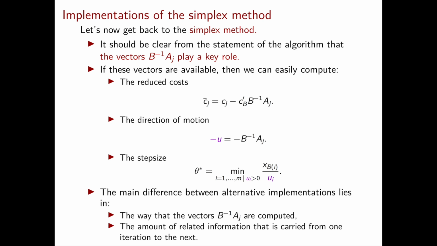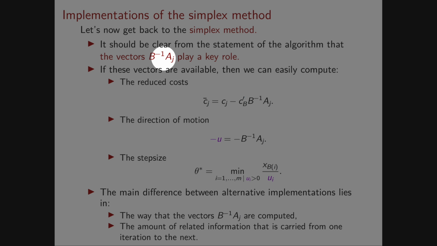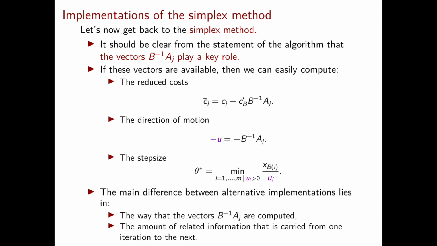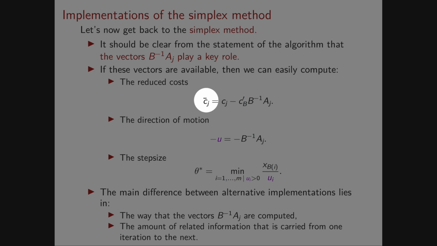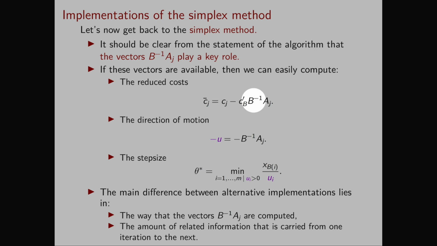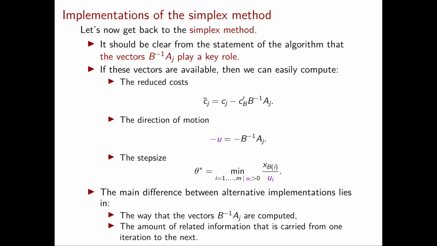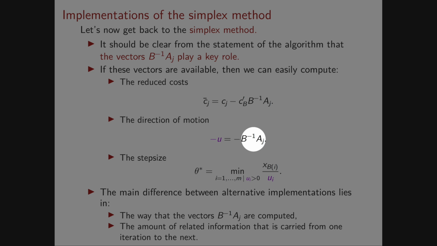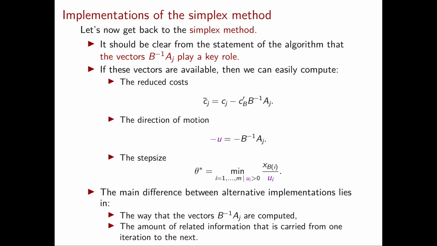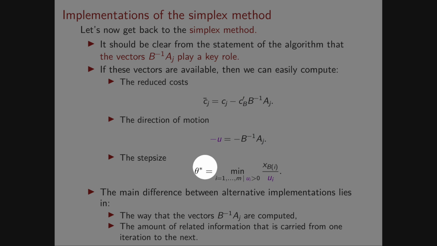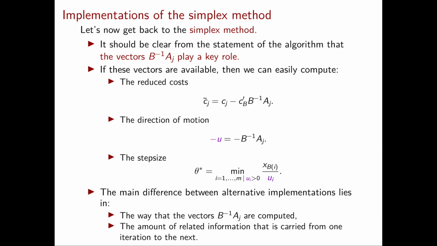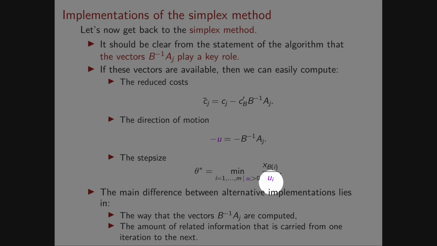It is clear from the statement of the algorithm that the vectors B inverse Aj play a major role. In fact, they appear several times in the algorithm. First, they appear when we compute the reduced cost c bar j. In fact, here we have B inverse Aj. Then, when we compute the vector u or minus u, since the vector u is defined to be exactly B inverse Aj. Finally, B inverse Aj plays a key role also in the computation of the step size. Here, B inverse Aj appears implicitly in a sense because in the minimum we have in the denominator ui.